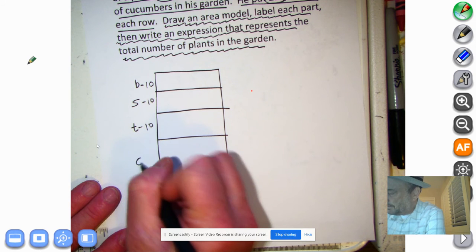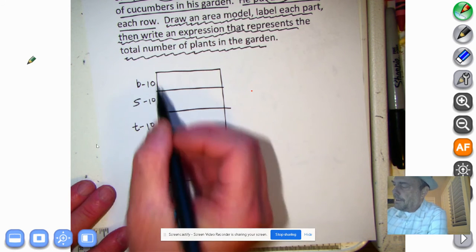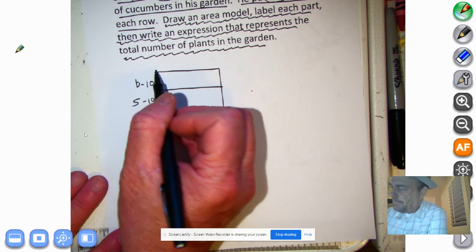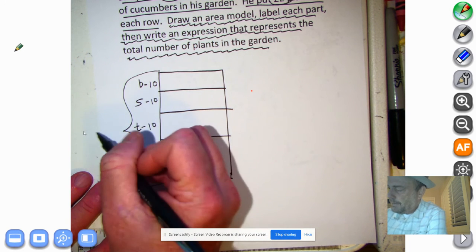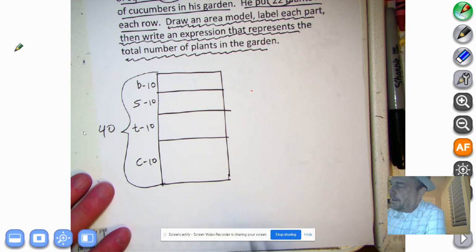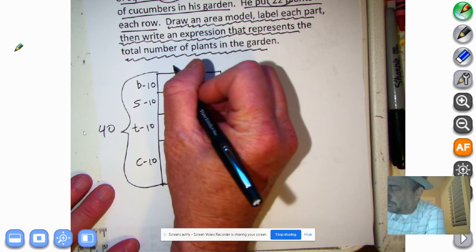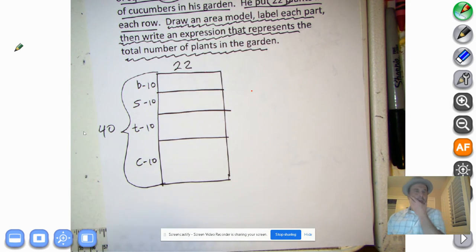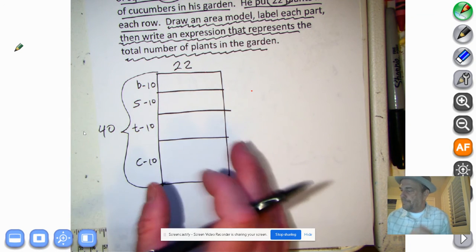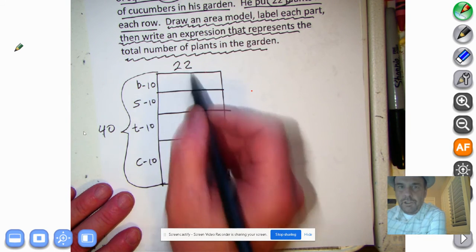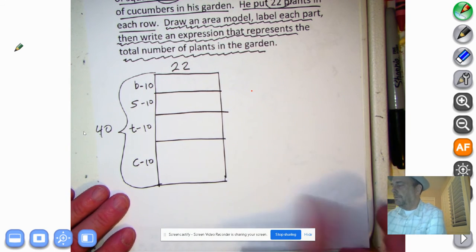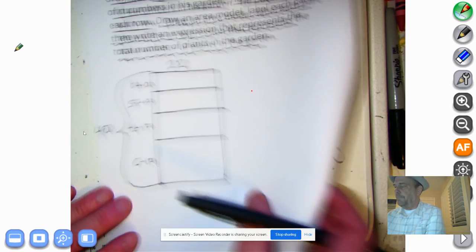Mathmut, he does like cucumbers. So cucumbers, there were 10. So what do we have here? We have 10, 20, 30, 40. Make a big bracket, as Mathmut might say. And we're going to put 40 here. But how many are in each row? 22 plants in each row. So I'm going to put a 22 up here. How in the world do we figure this out? There's our area model. So look at this, 40 times 22, because he put 22 plants in each row.